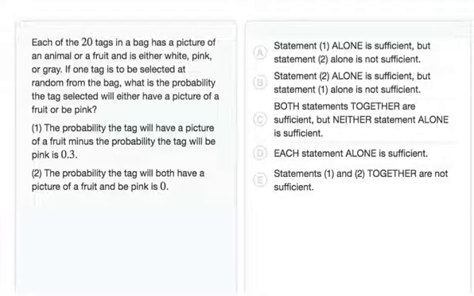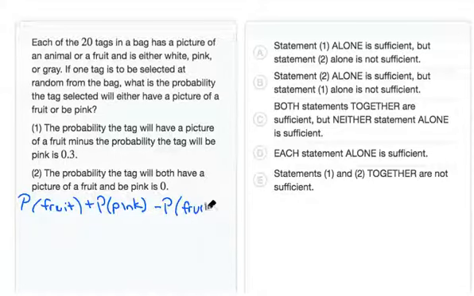This is equal to the probability of selecting a tag with a picture of a fruit plus the probability of selecting a pink tag minus the probability of selecting a pink tag with a picture of a fruit, since we don't want to double count these. We can write this as the probability of picking one with a fruit plus the probability of picking one that's pink minus the probability of picking one that has a fruit and is pink.